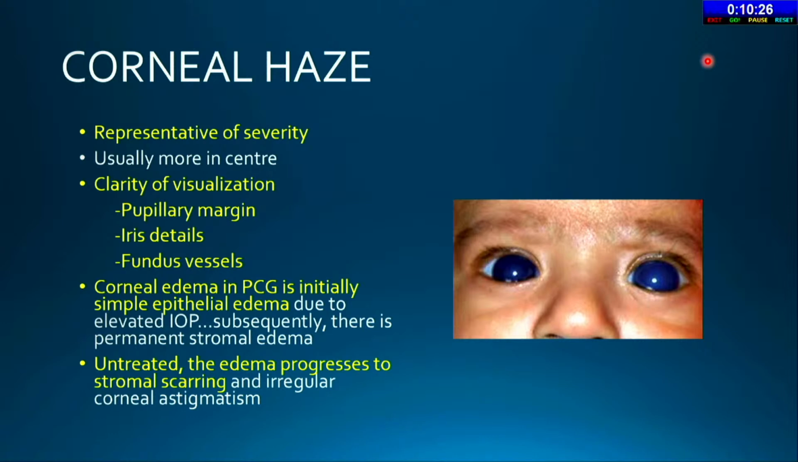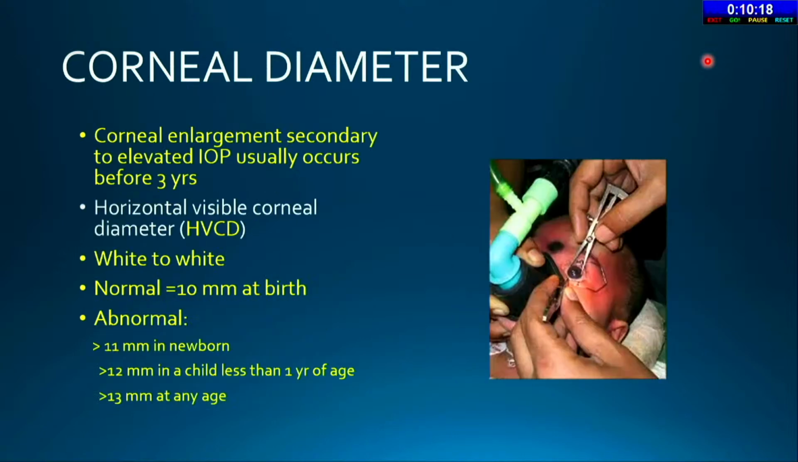The corneal haze you have to grade according to what posterior structures you can see, whether you can view the pupillary margin, the iris details, or the fundus details. And the corneal diameter, as I have been stressing, is very important. You have to check the horizontal visible corneal diameter, because superiorly the conjunctival encroachment into the cornea may be variable. It is the white-to-white horizontal visible corneal diameter, and the values we have already discussed.